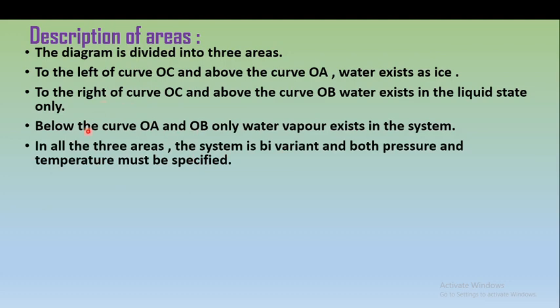So these are the different areas, and in all these three areas, the system is bivariant. Means in all the areas, we must remember the system is bivariant, that is both pressure and temperature must be specified. Then we will study the description of the curves.